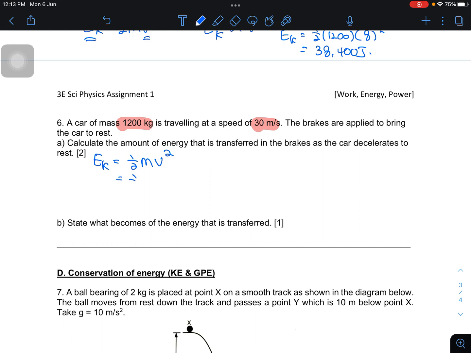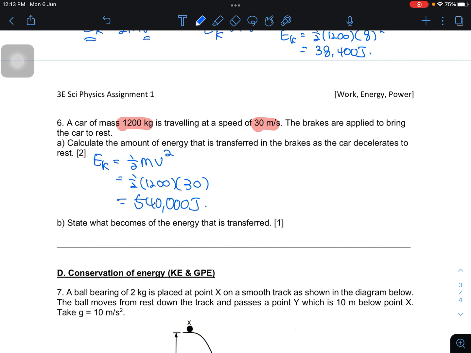All right, so it's half times 1002 times 30 meters per second. Oh, this is, I think, very fast, really very fast. Times 30 times 30, I get 540,000 joules of energy.